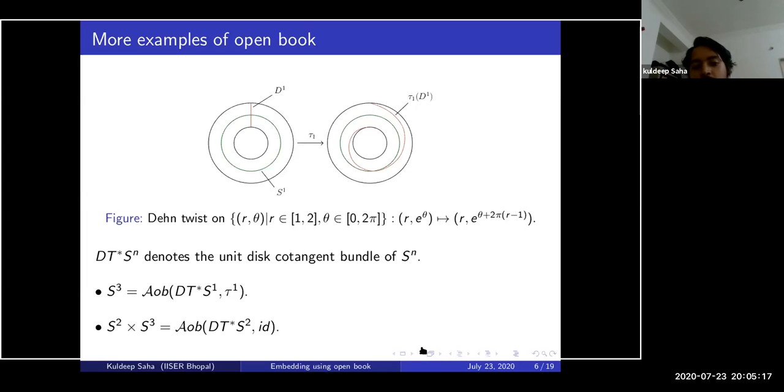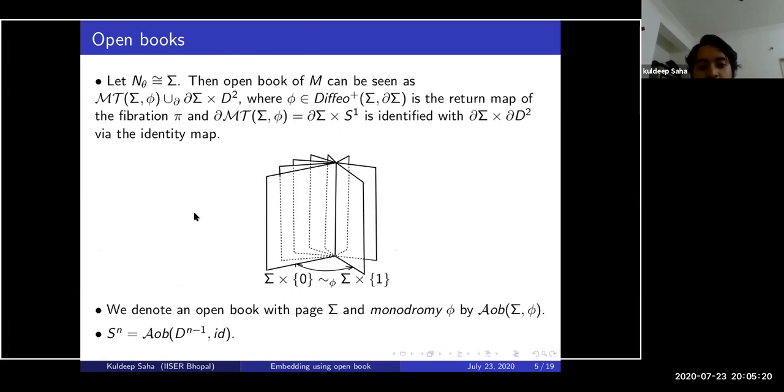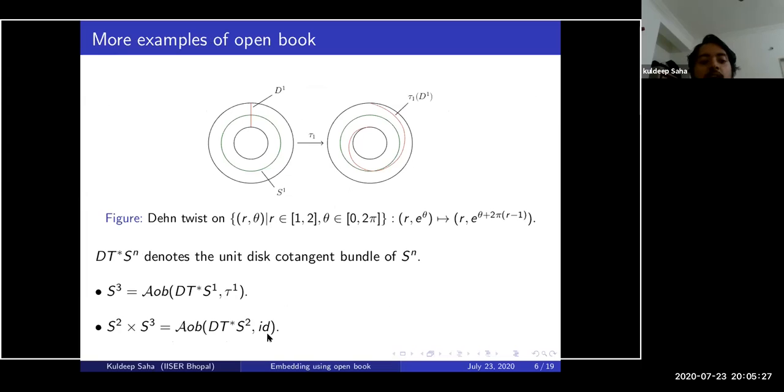We have already seen from the previous example of Sn that S3 has an open book decomposition with disk page D2 and monodromy identity, but S3 can also be given another open book decomposition where the page is DT*S1. DT*S1 denotes the unit disk cotangent bundle of S1, and it is actually homeomorphic to an annulus, and the monodromy is the Dehn twist on the annulus. In higher dimension, we have one more example. S2 cross S3 has an open book decomposition with page the cotangent bundle of S2 and monodromy identity.